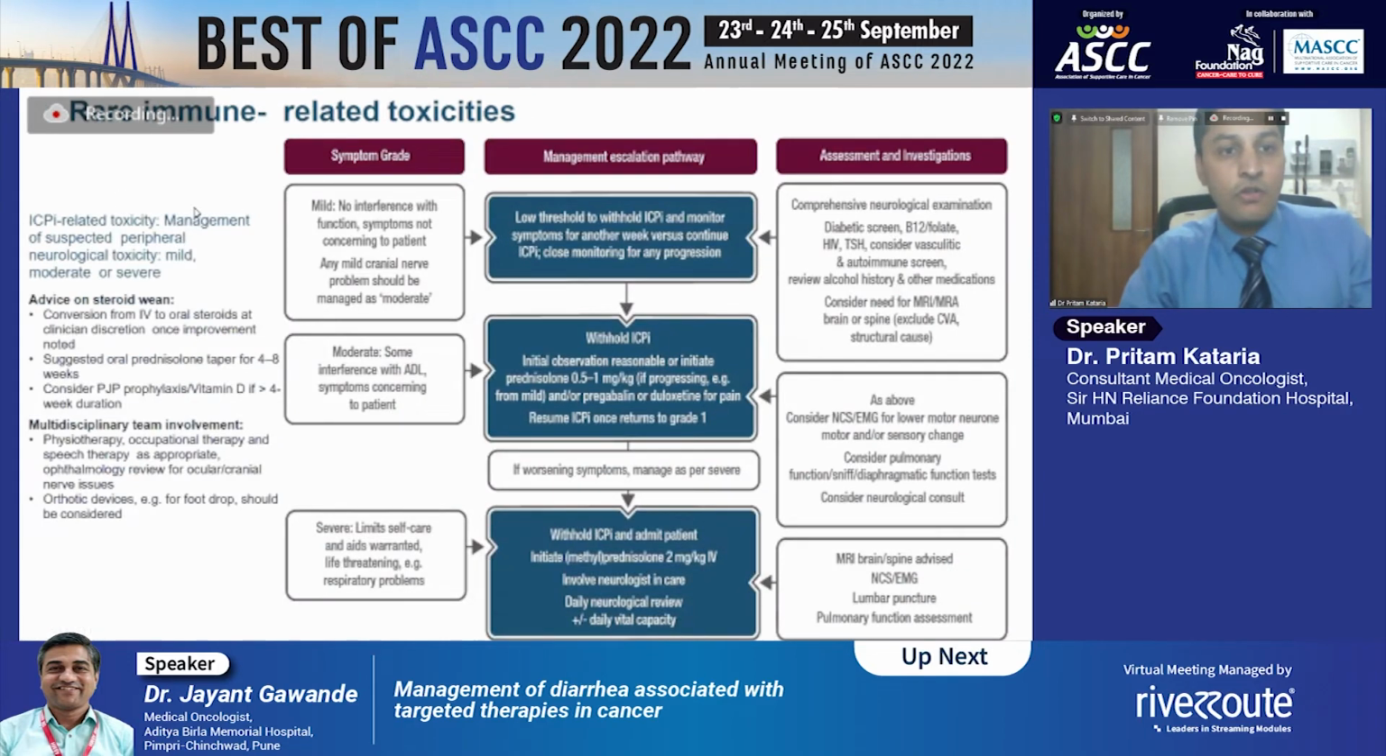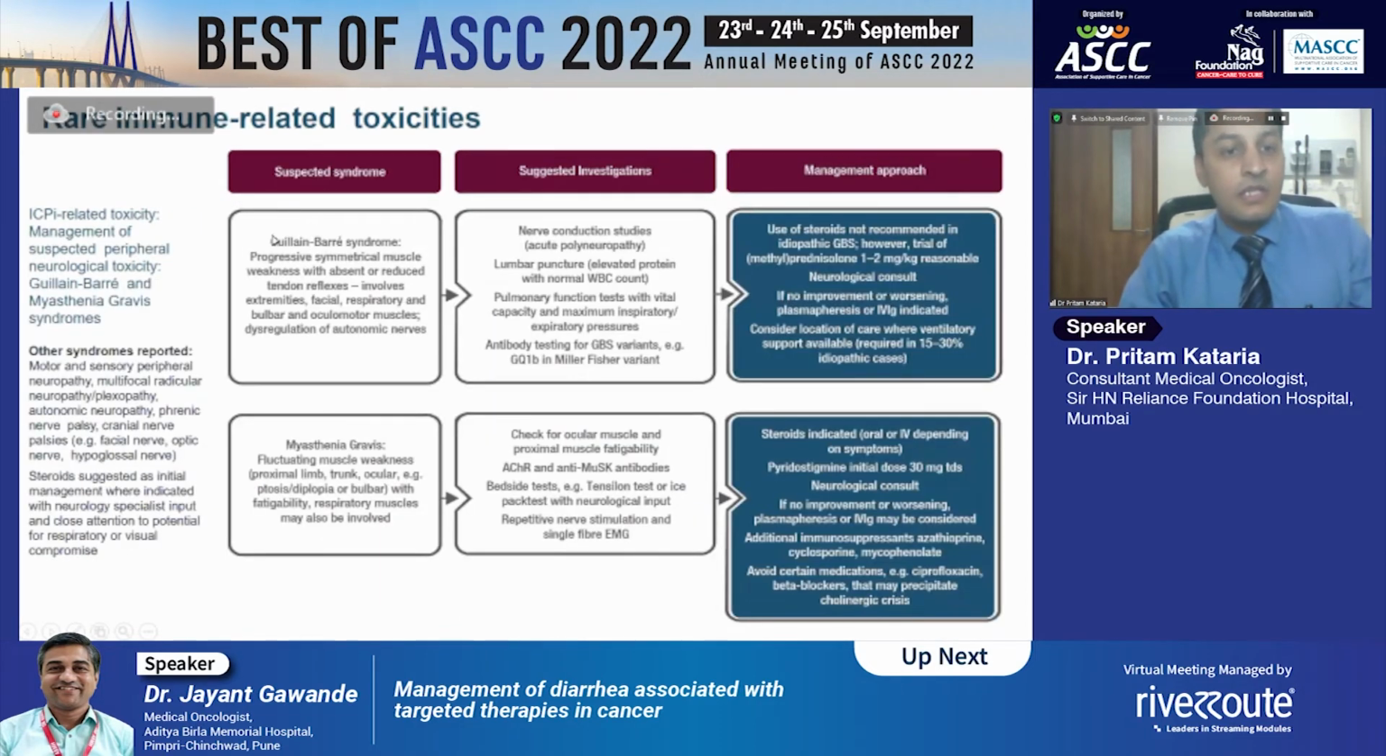Now, coming to the next toxicity, that is the rare immune toxicities. The first is peripheral neuropathy. If it's a mild neuropathy, then we should have a low threshold to stop the immune checkpoint inhibitors. However, we can continue the immune checkpoint inhibitors. If it's moderate, then we should withhold the immune checkpoint inhibitors and start the patient on oral prednisolone. And if it is severe toxicity, in that situation, we'll be starting the patient on IV methylprednisolone.